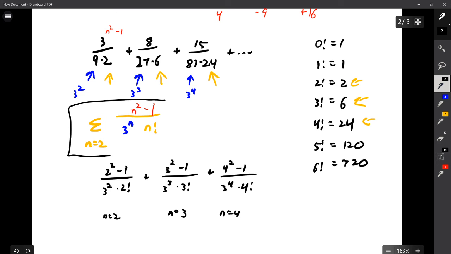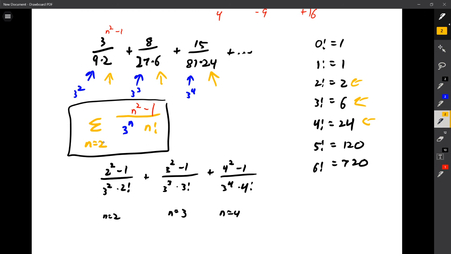So we have that. Oh, except I've got to include the sum from n equals 2 up to, it's dot dot dot, so to infinity, of n squared minus 1 over 3 to the nth times n factorial. Okay?